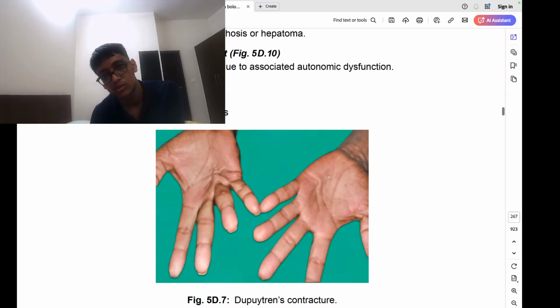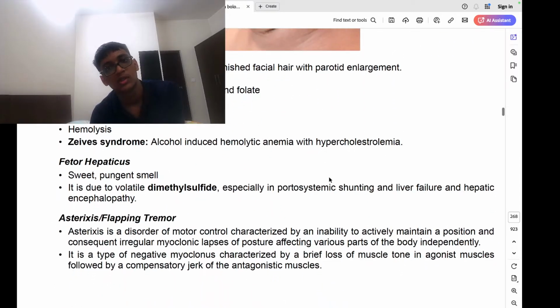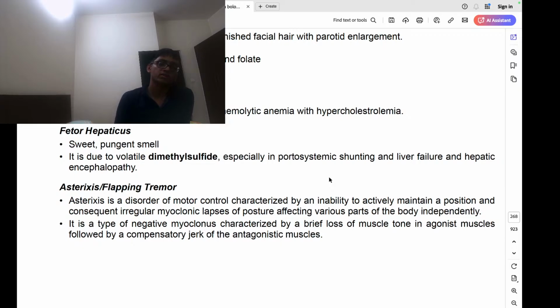Anemia can be due to various causes: acute and chronic blood loss from the varices, nutritional deficiency of B12 and folate, hypersplenism, bone marrow suppression by alcohol, hemolysis, and Zieve's syndrome, which is alcohol-induced hemolytic anemia with hypercholesterolemia. Fetor hepaticus is a sweet, pungent smell. It is due to volatile dimethyl sulfide, especially in portosystemic shunting, liver failure, and hepatic encephalopathy.